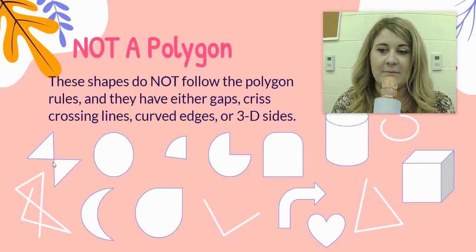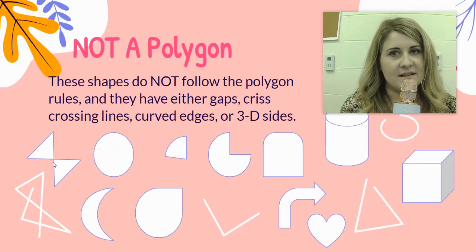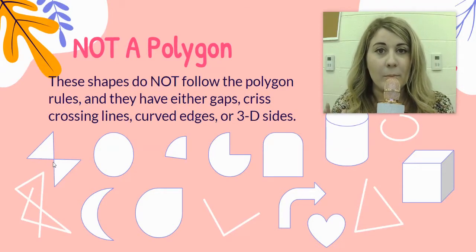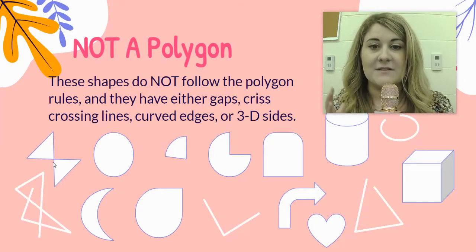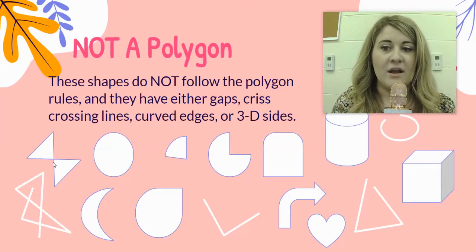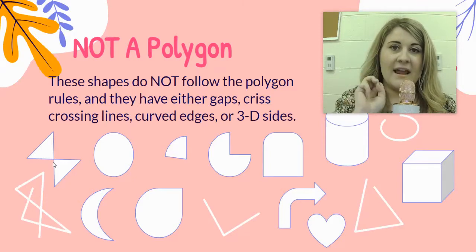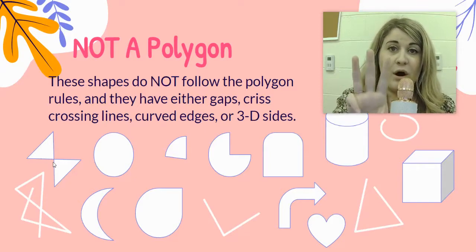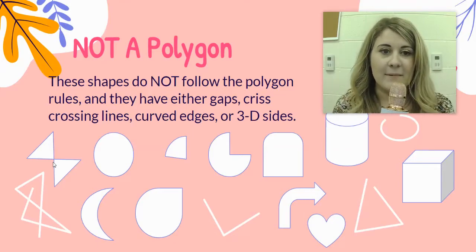Some of these examples have lines that crisscross. A lot of these examples have curves in them. A lot of them are open or are 3D. And all of these shapes are not polygons because they're not following the rule. The rule is that to be a polygon, you have to be a flat shape, you have to have straight lines, and you have to be a closed shape. So all of your lines have to connect at a corner, and they can't crisscross, and they can't be open.